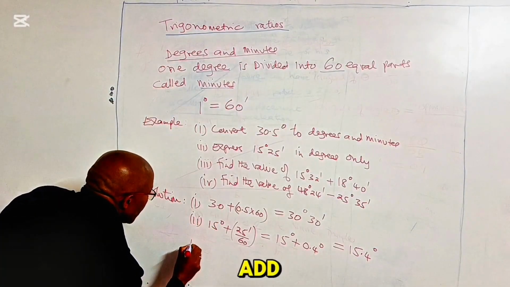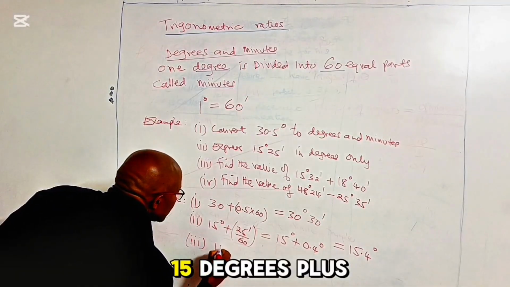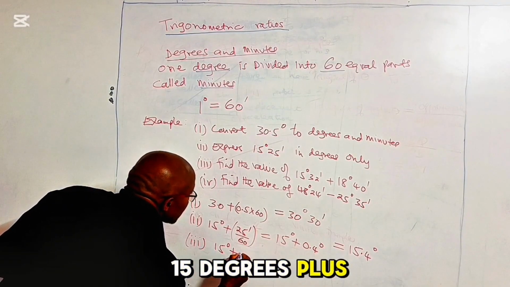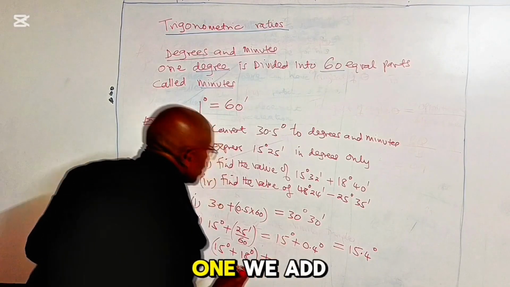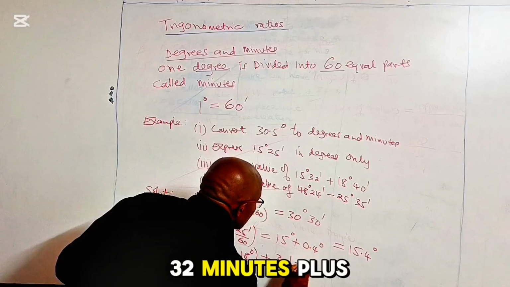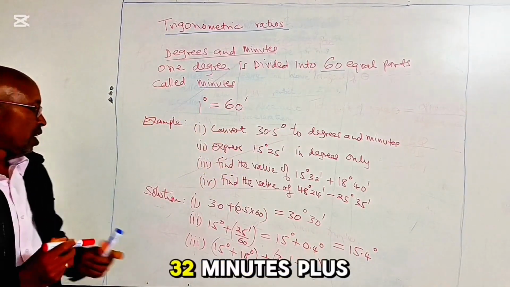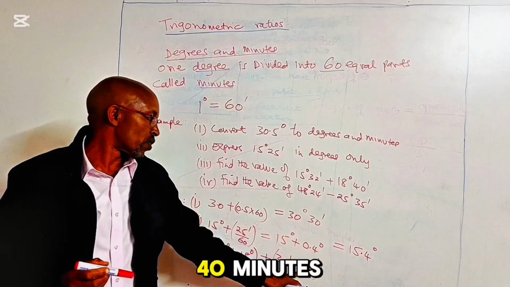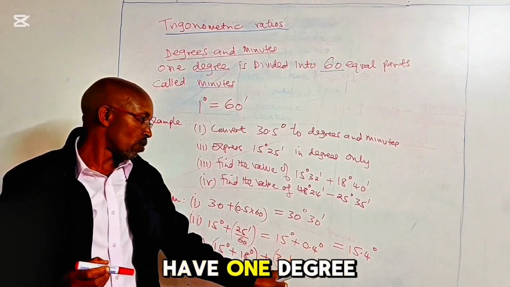Number 3 has to find the value of 15 degrees 32 minutes plus 18 degrees 40 minutes. So first of all we add the degrees. So we have 15 degrees plus 18 degrees. Then the next one, we add 32 minutes plus 40 minutes. If you add 32 minutes plus 40 minutes, we get 62 minutes. Therefore, we have 1 degree there.